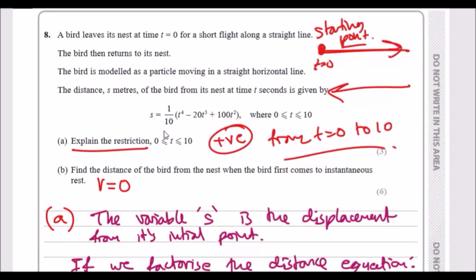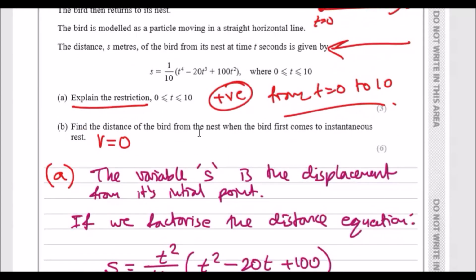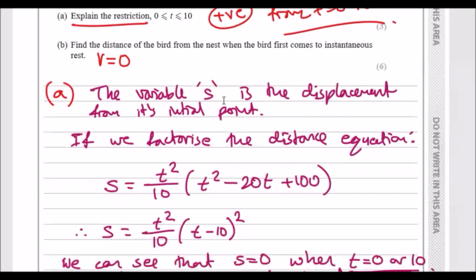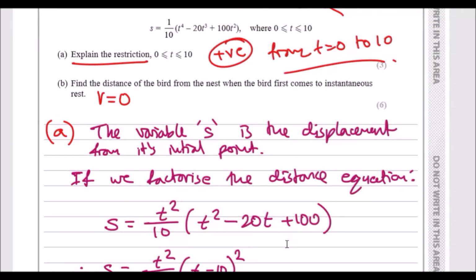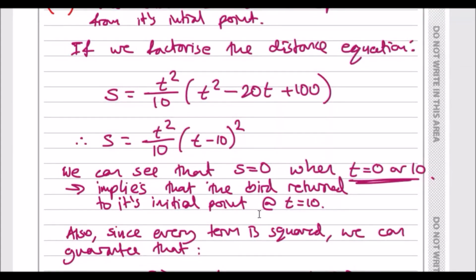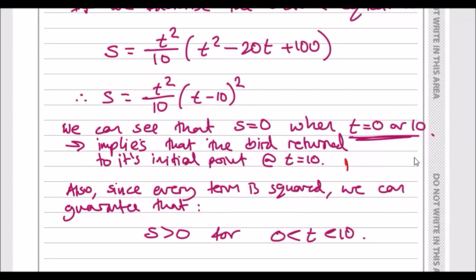Now, you could just do algebra, factorize this, simplify this expression. I took out t squared and then factorized the inside and realized it's a quadratic with t minus 10 squared. And then you can clearly say that when the displacement is 0, basically when it's at its nest, this occurs at time 0 from its starting point, or time 10 when it returns. That's really it. And of course, like I said earlier, s is positive between these values because, mathematically speaking, every term is squared. So any value here will return a positive value.